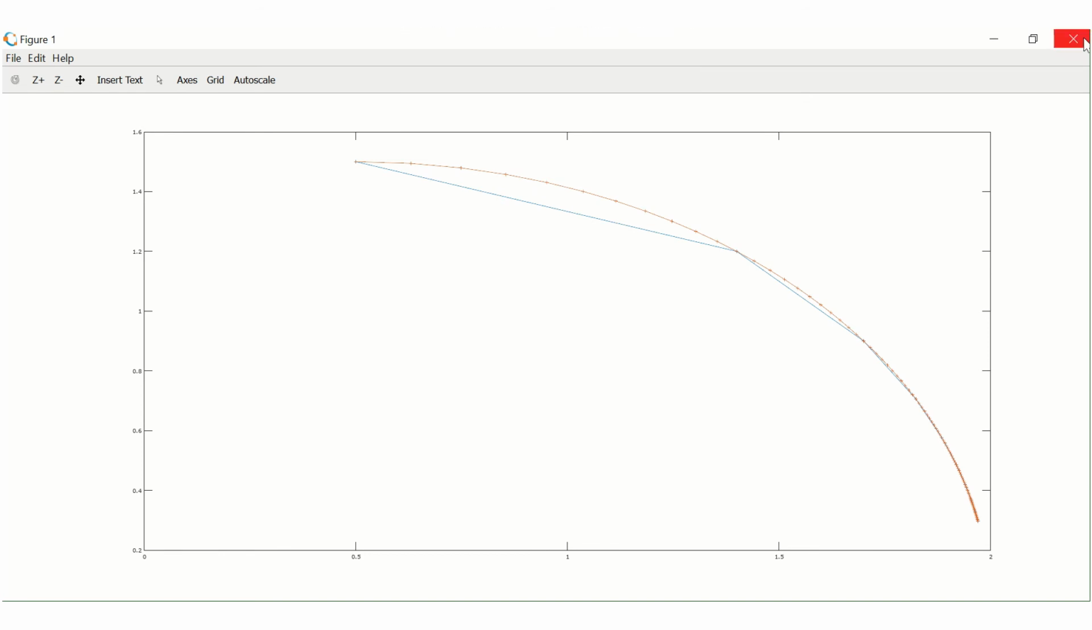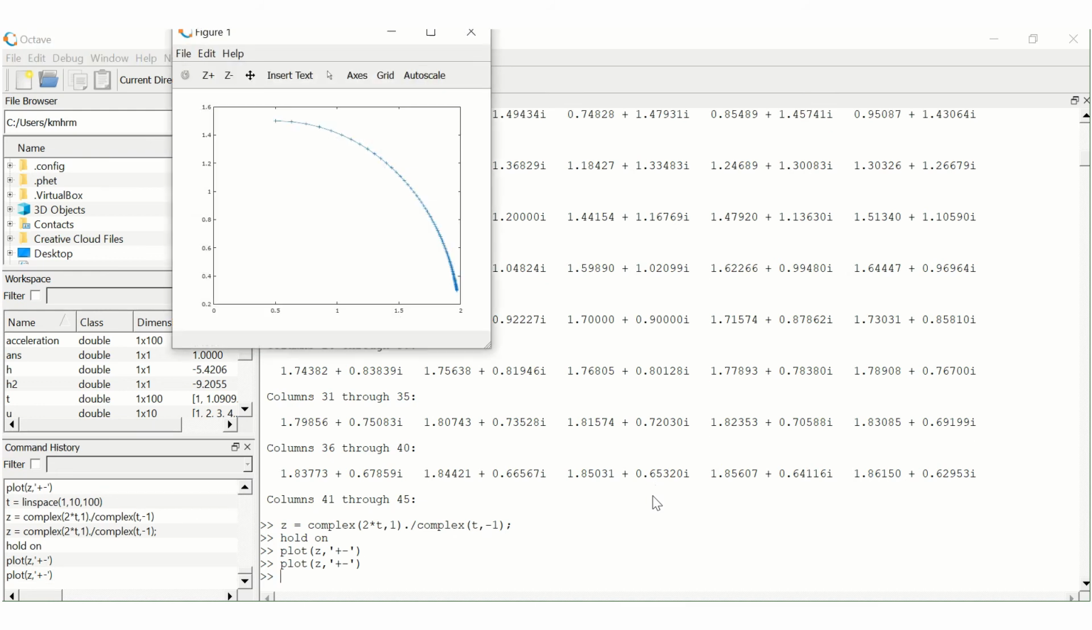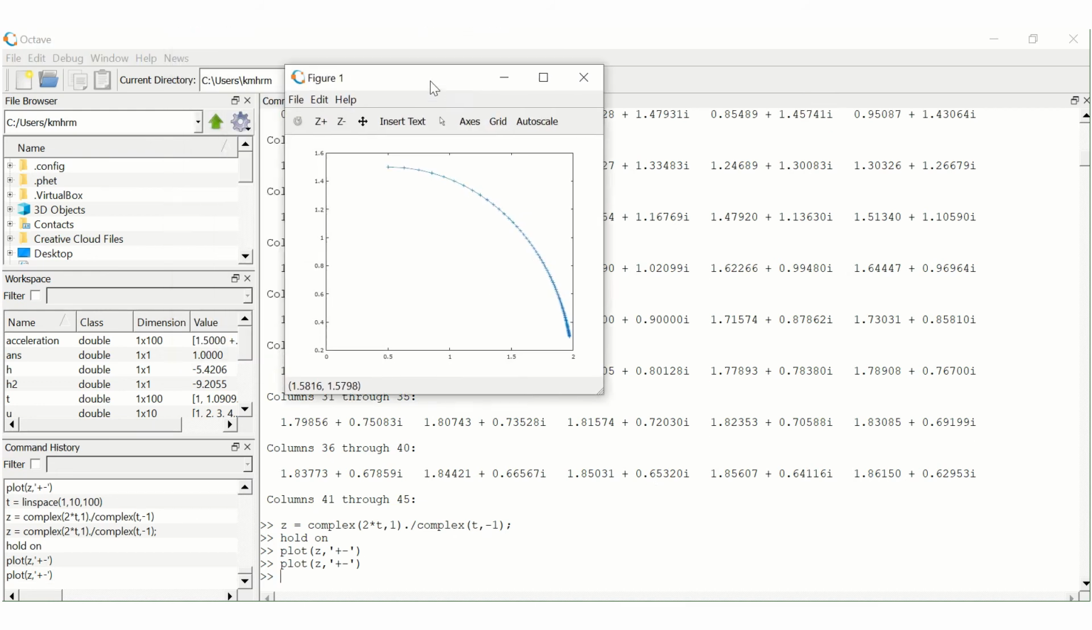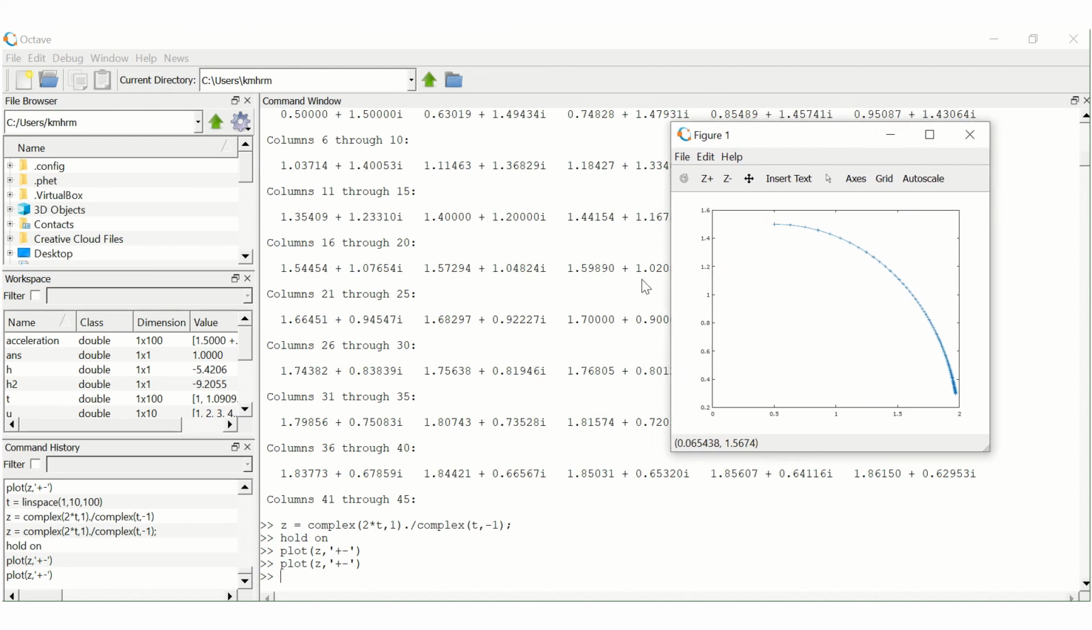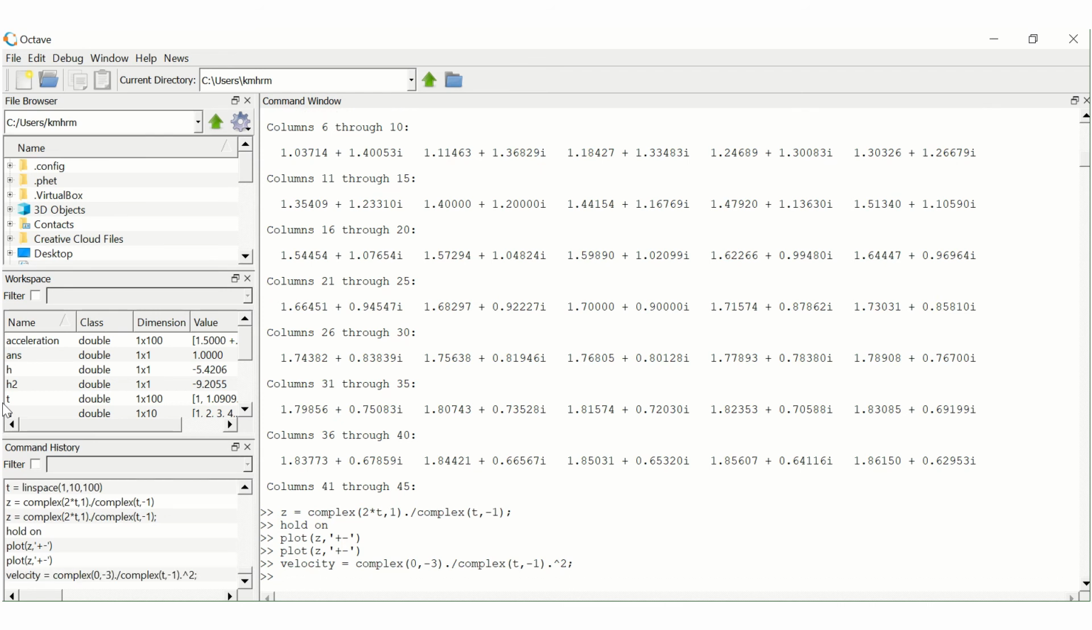Okay, so let's close this one, and now we will be plotting z. So this is the plot that we want to see. Now we want to plot the acceleration, but before that, the velocity. Let's write velocity equals to, as we have found just now, minus 3i divided by (t minus i) squared. So we will ask the computer to compute this, and then we are going to plot this velocity.